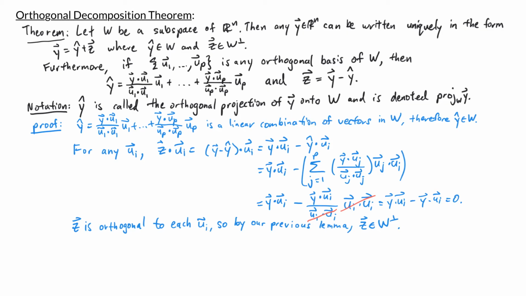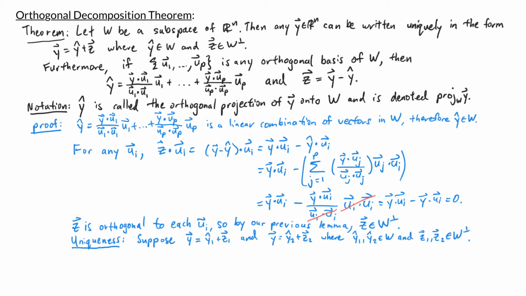Lastly, we want to show that this decomposition is unique. So suppose that we can write y as a sum of a vector in W and a vector in W perp in two different ways. So let's say y equals y1 hat plus z1, and also y equals y2 hat plus z2, where y1 hat and y2 hat are in W and z1 and z2 are in W perp. Since these are two representations of y, we can set them equal to each other. So we have y1 hat plus z1 equals y2 hat plus z2.